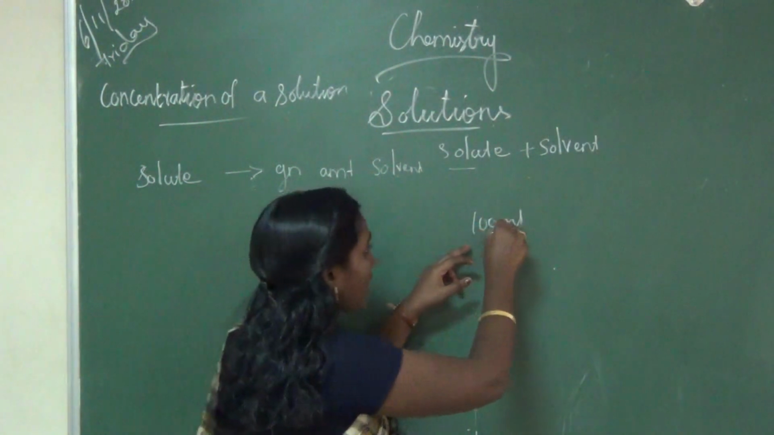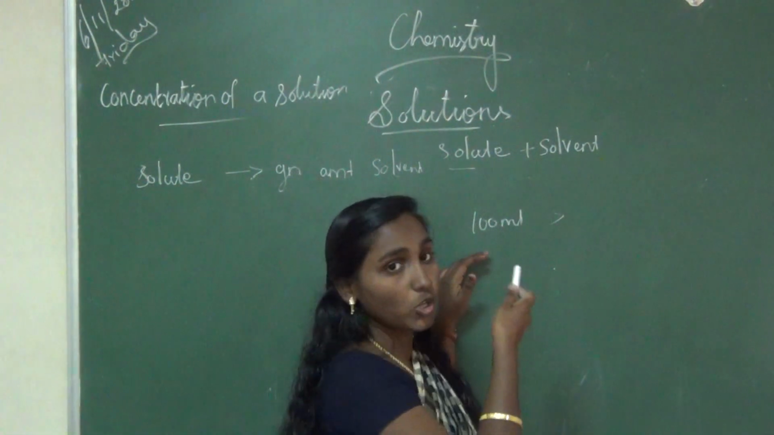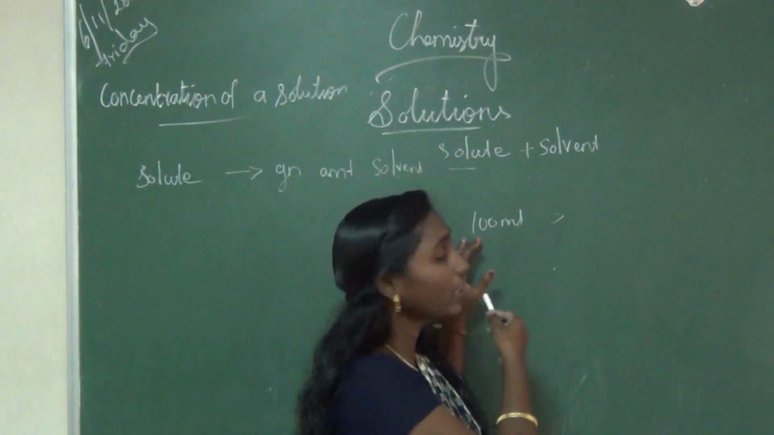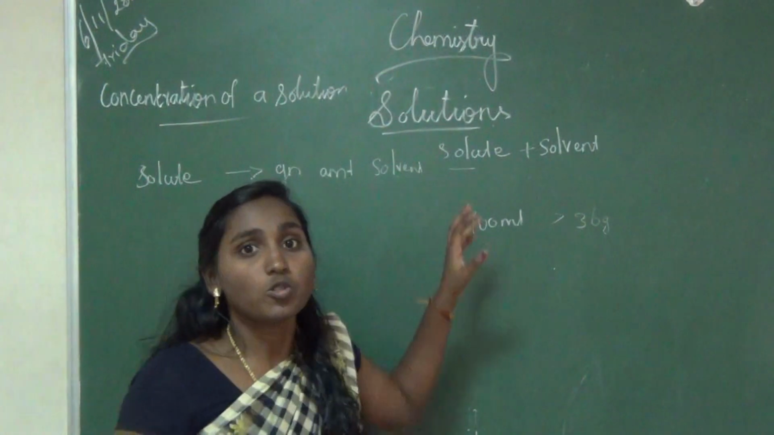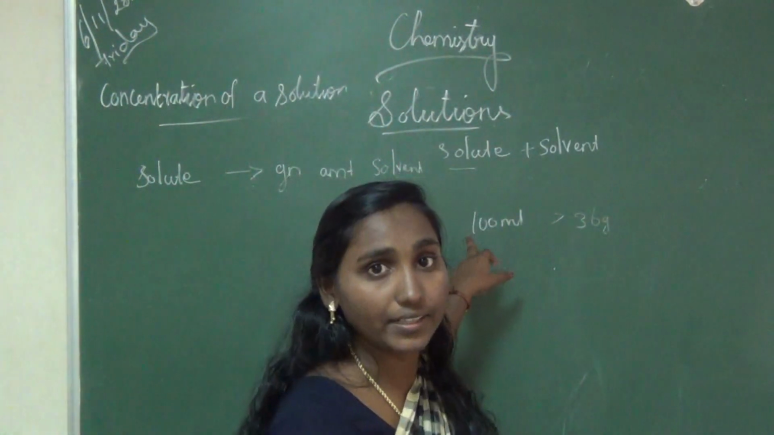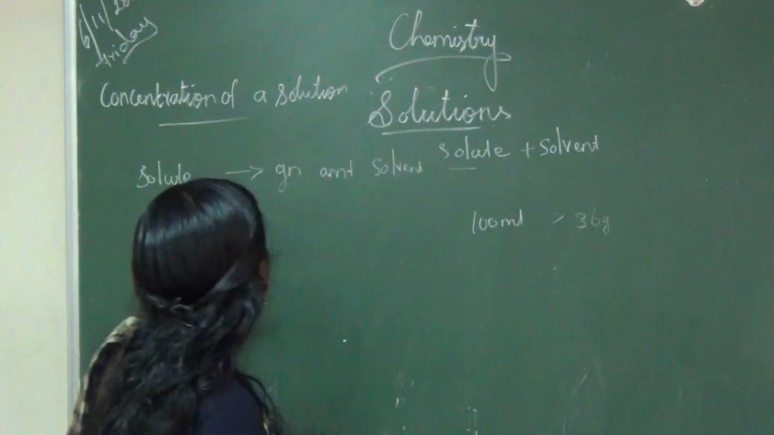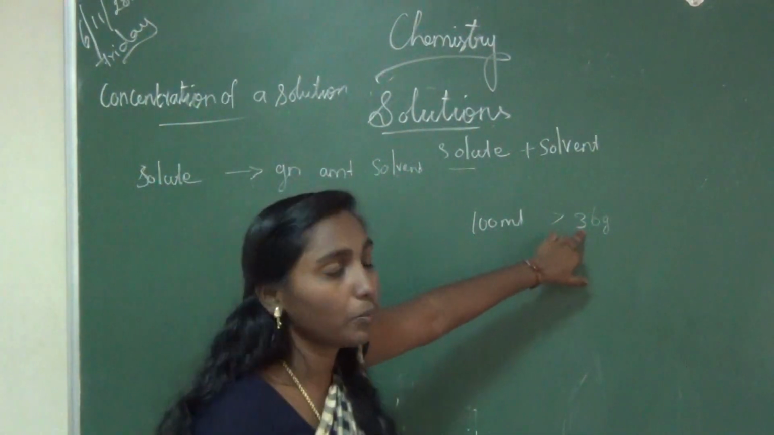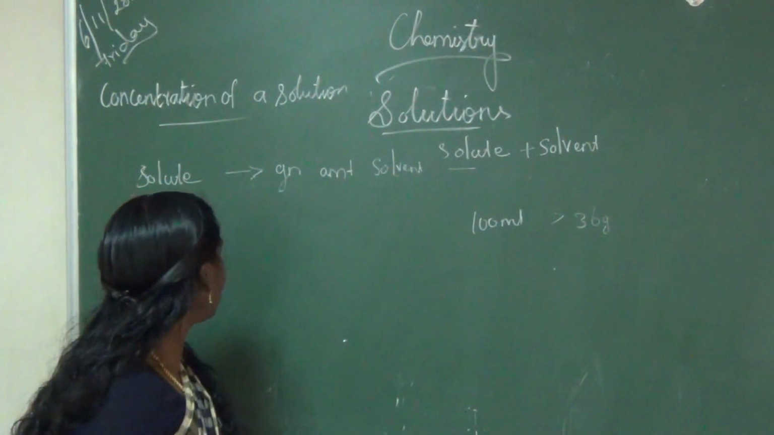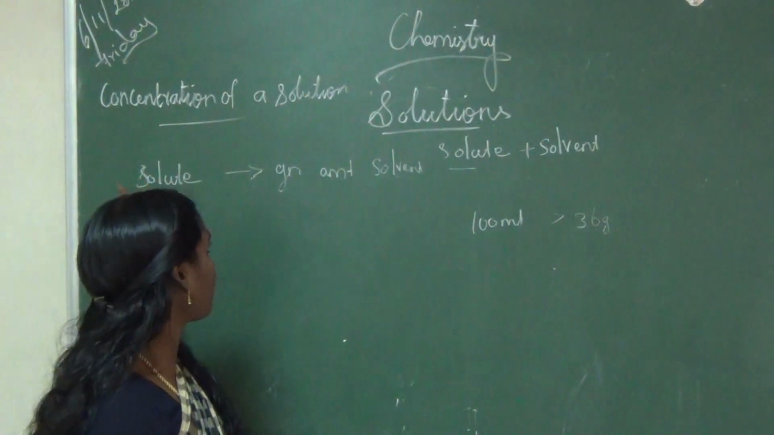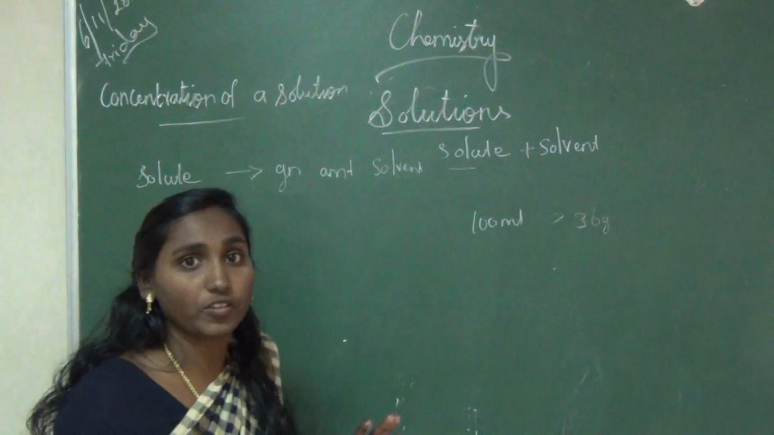In 100 ml water, saturated solution, we studied how many grams of solute can dissolve in 100 ml water. 36 grams of sodium chloride can dissolve in 100 ml water. That is a saturated solution. Salt is a solute, right? So the amount of solute present in a given amount of solvent is called the concentration of a solution.